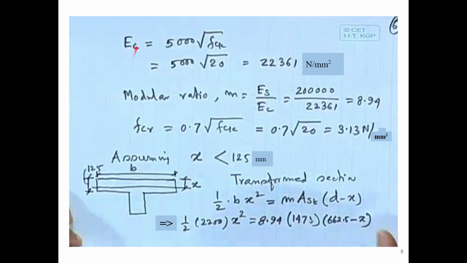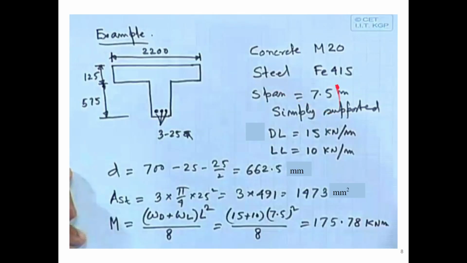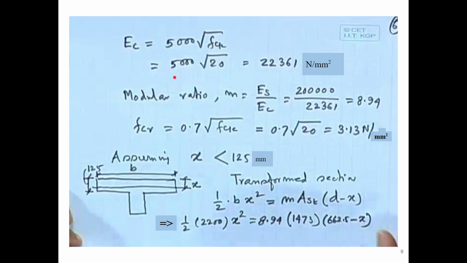Similarly, from the IS code, we know the EC value, that is the short-term elastic modulus, which is equal to 5000 square root of FCK. The FCK value given here is 20, so it is 5000 into square root of 20, which is 22,361 Newton per millimeter square. Now we will find the modular ratio m, that is the ratio of the elastic modulus of steel and concrete, which is 2 lakh by 22,361, that is 8.94. And FCR comes to be 0.7 into square root of 20, which is 3.13 megapascal.